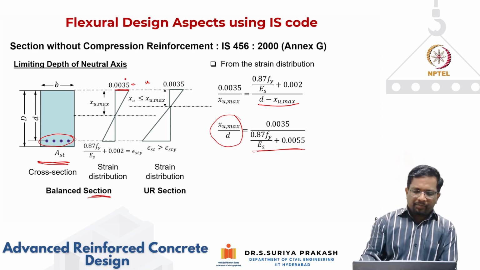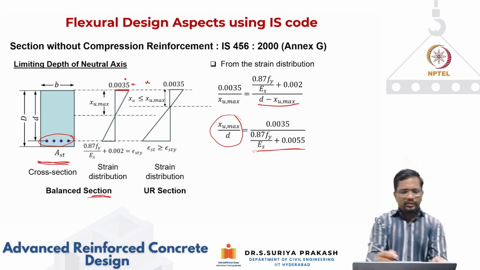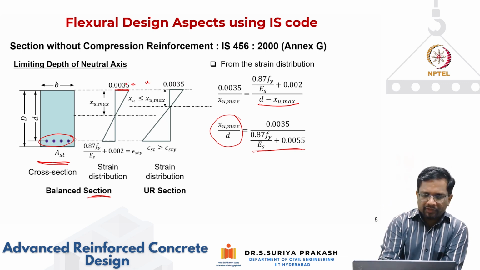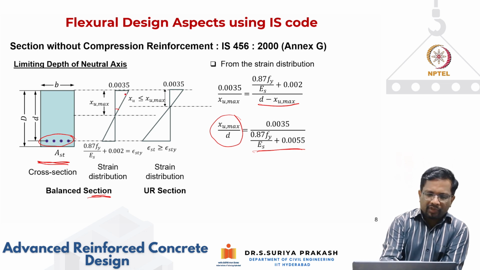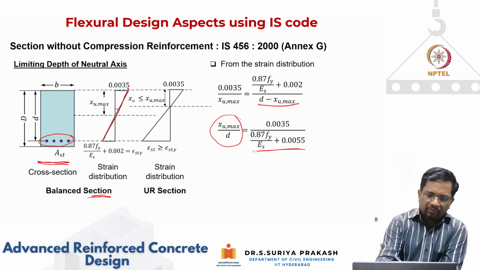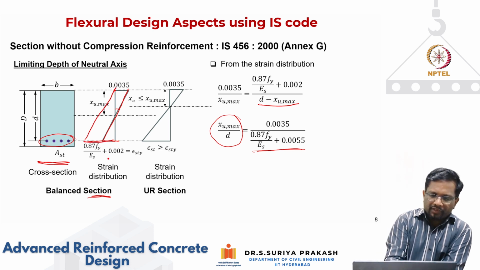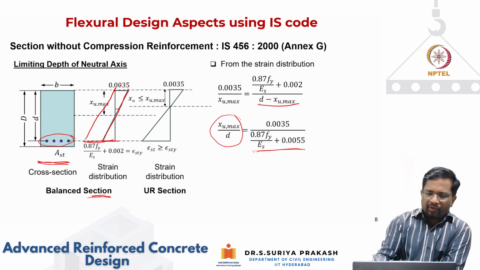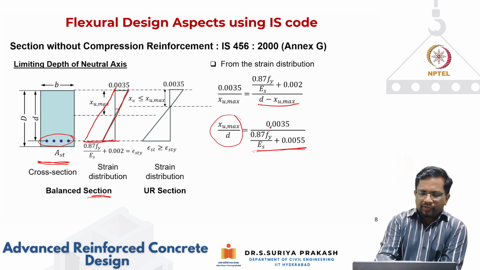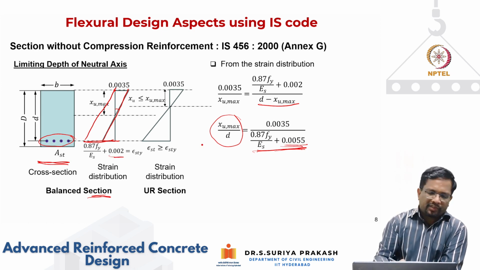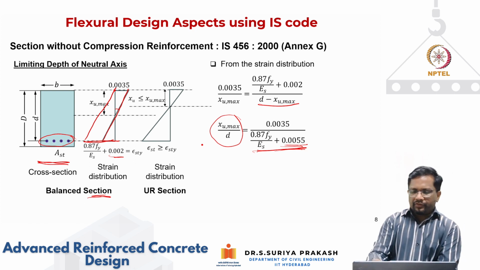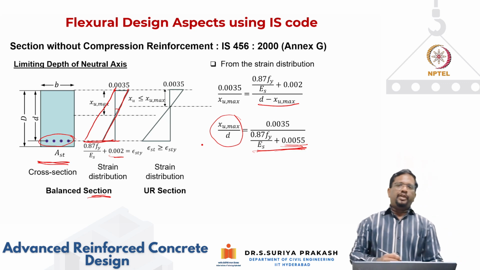So if I keep shifting this location, keeping the same slope of the strain line, if I change this line to start from here, what would happen? This value would have shifted by the same value, 0.0035. So that is what we get here. So 0.0035 plus 0.002 will become 0.0055 plus 0.87 fy by Es. In this way we can also simplify and find an expression for your Xu max by d.